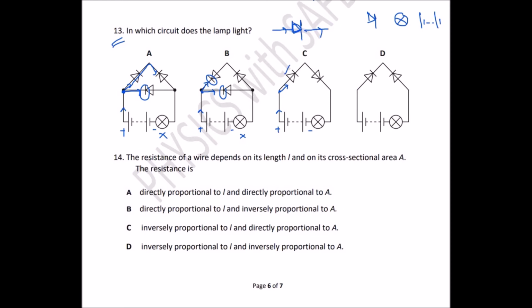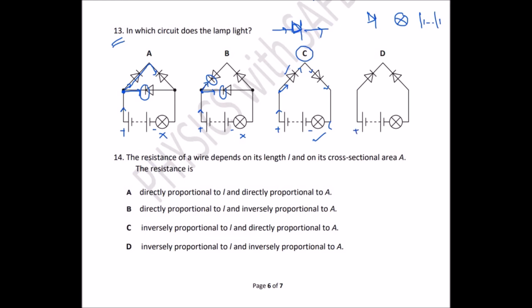Current can enter easily, then out. Look at the second, the same: current can flow easily and reach the lamp, and the lamp starts glowing. So that is correct. C is the right answer, but check the last one also.